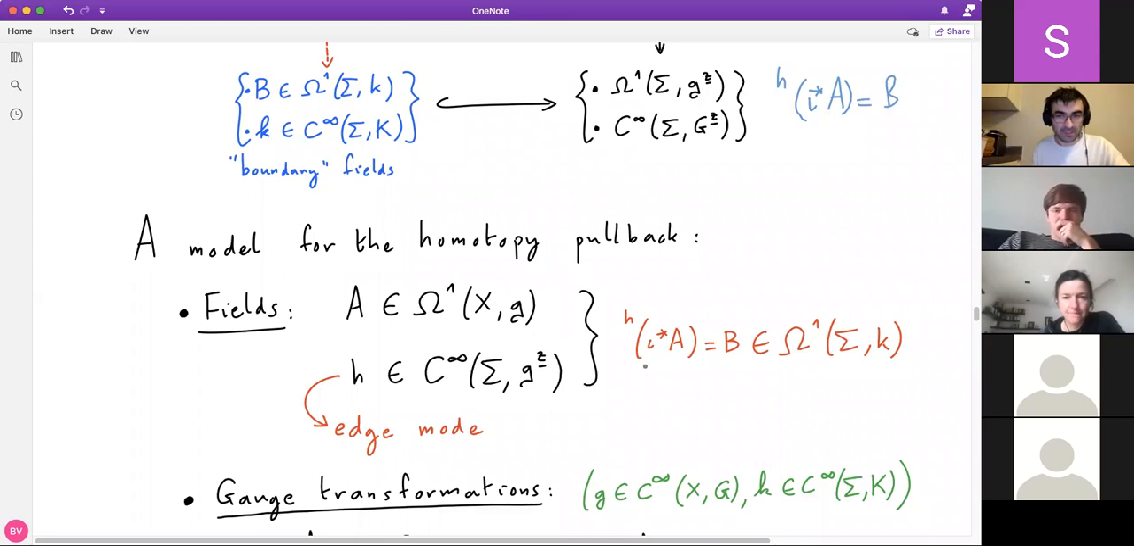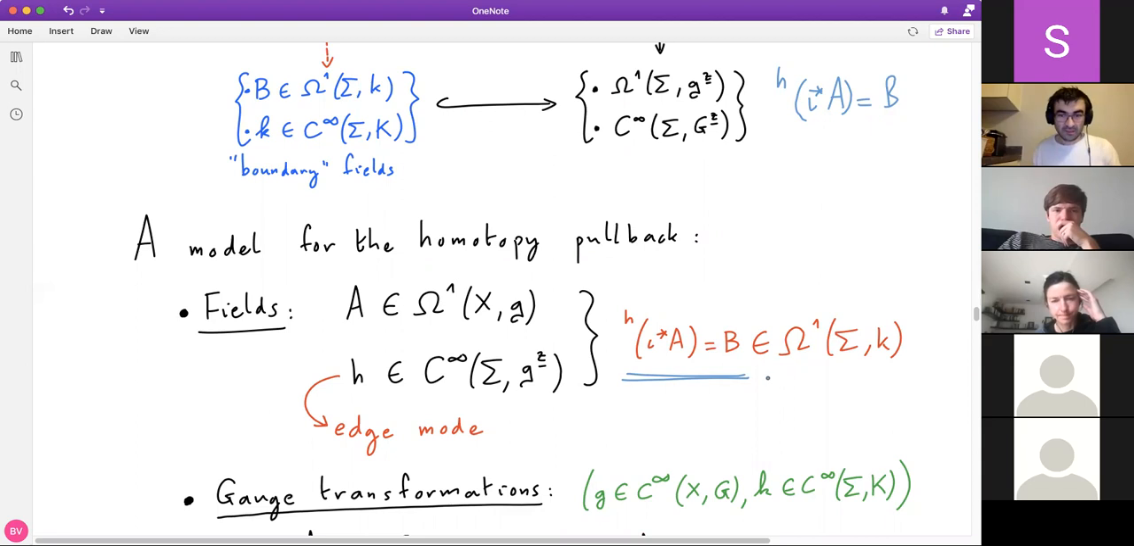And as I said, what it does is it witnesses the equality between the pullback of the bulk gauge field and the boundary gauge field. Okay, so this is a crucial relation which will be important later. This is a connection, a relationship between the edge mode and the bulk gauge field. We're saying that the gauge transformation of the pullback of the bulk gauge field to the defect by the edge mode is valued in K. This is the key thing.